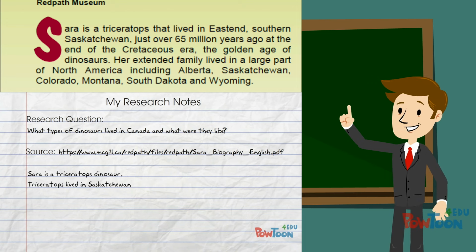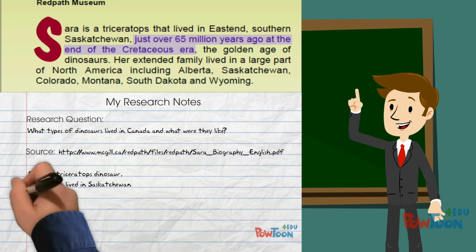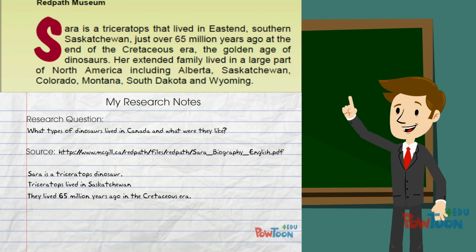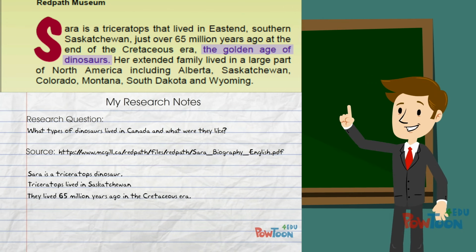Now, let's take a look at the next part of that sentence. It tells us that she lived just over 65 million years ago at the end of the Cretaceous era, so we will add this information to our notes. They lived 65 million years ago in the Cretaceous era. The last part of that sentence, the golden age of dinosaurs, is a description of the Cretaceous era. A description of the Cretaceous era is not important to us here, so we will not take note of that.